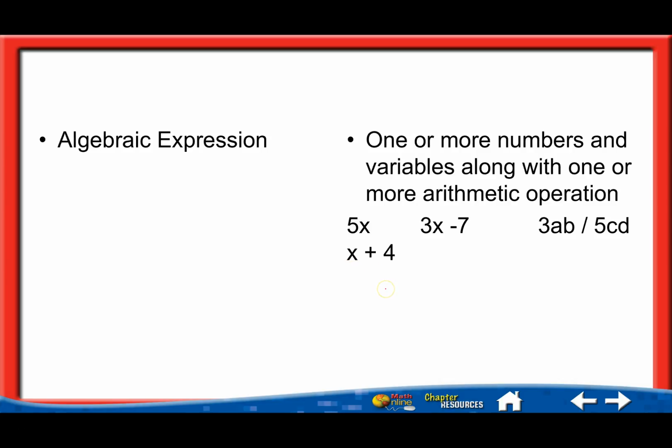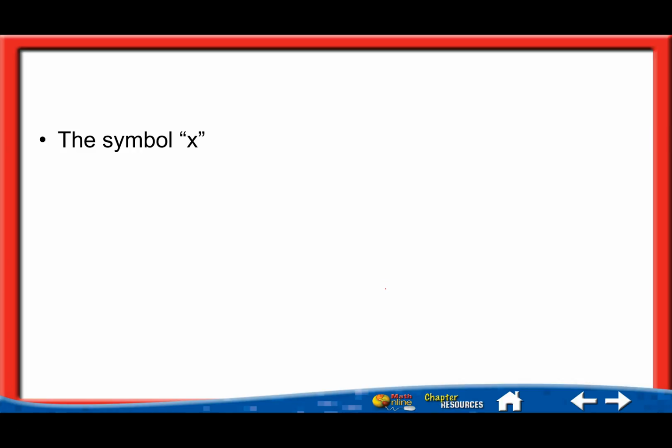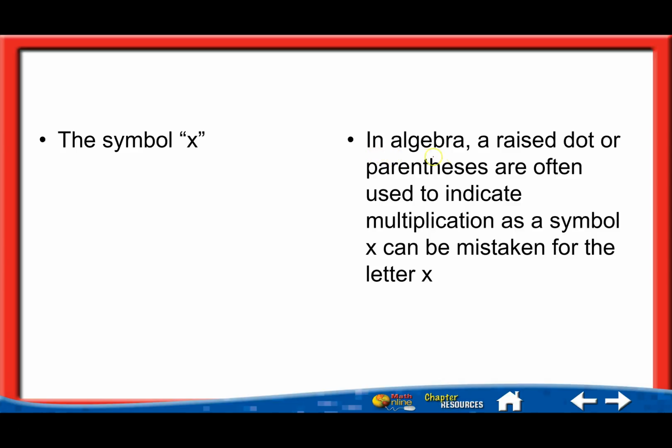X plus 4. So the symbol X. You'll notice that in algebra, a raised dot or parentheses are often used to indicate multiplication, as the symbol X now can be mistaken for the letter X. So let's see if we got a little more here. So it would look like this, 3, and we'll say times 4. So you'll rarely ever see an X for a multiplication symbol pretty much from here on out. So just get used to that.